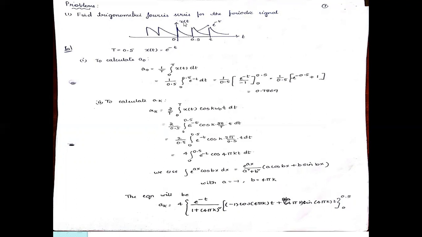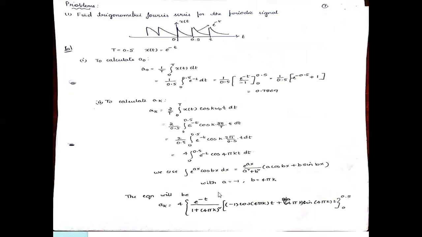To find the trigonometric Fourier series, you have to calculate a of 0, a of k and b of k. The Fourier series equation: x of t is equal to a of 0, plus sum of k equal to 1 to infinity a of k cos k omega naught t, plus sum of k equal to 1 to infinity b of k sin k omega naught t. We already saw how to find a naught, a k and b suffix k.